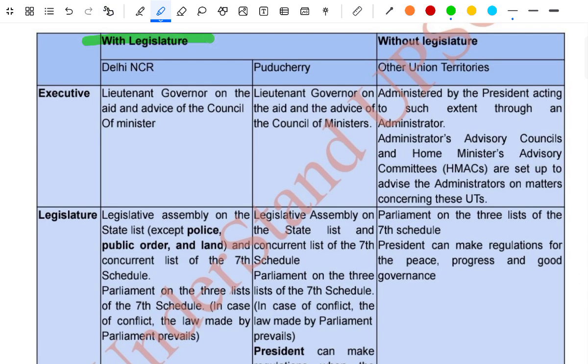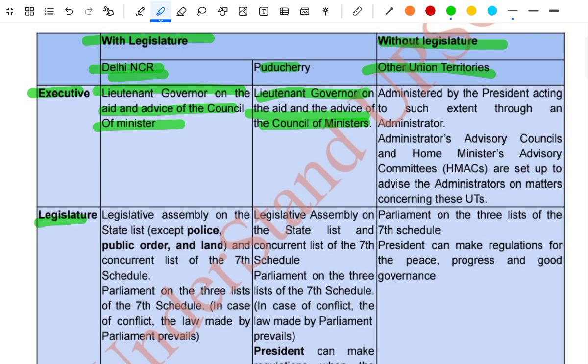With legislature: Delhi NCR, Puducherry. Without legislature: the other Union Territories. Executive: Delhi NCR, the Lieutenant Governor on the aid and advice of the Council of Ministers. Puducherry, Lieutenant Governor on the aid and advice of the Council of Ministers.